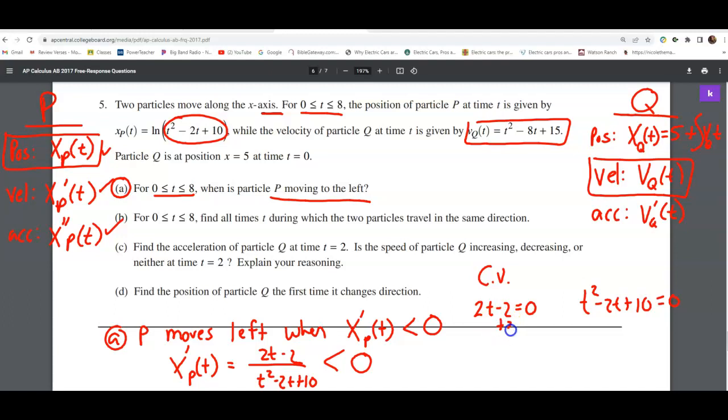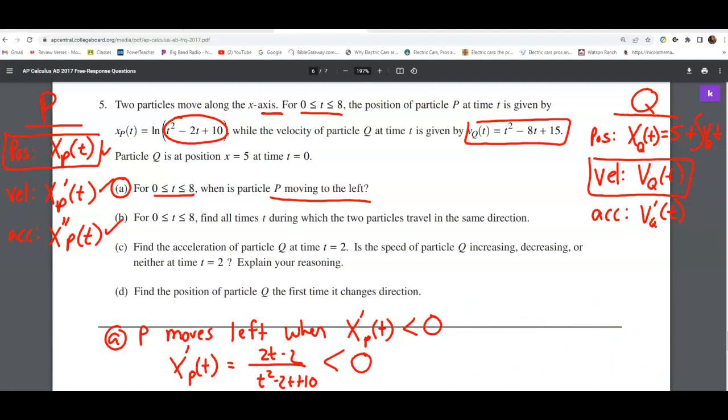So for the first one here, I get 1. For the second one, you could use the quadratic formula if you prefer. But I get 5 and negative 2. Now I can get rid of the negative 2 because we're only looking at a time interval of 0 to 8, and negative 2 is not on that interval. So we're only going to look at 1 and 5. I'm out of space here, so I need to erase, but those are my critical values.